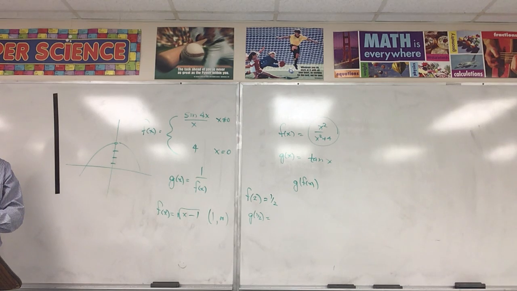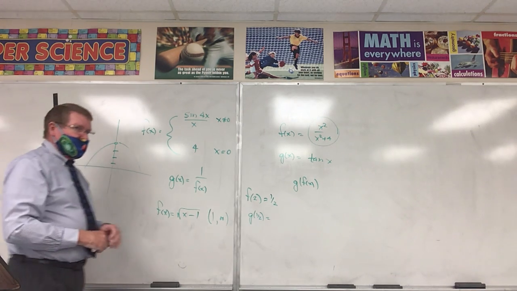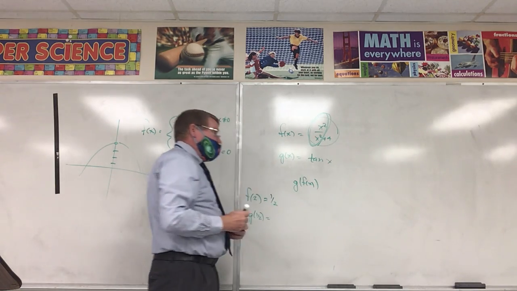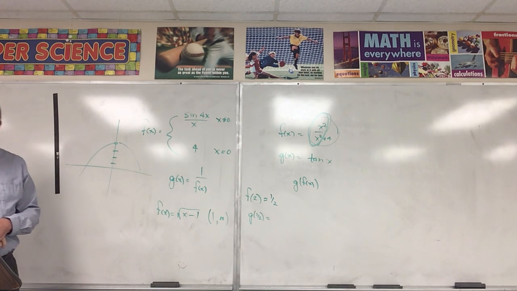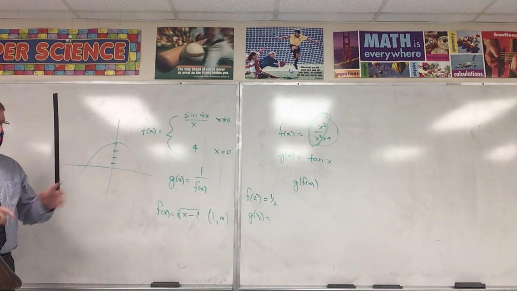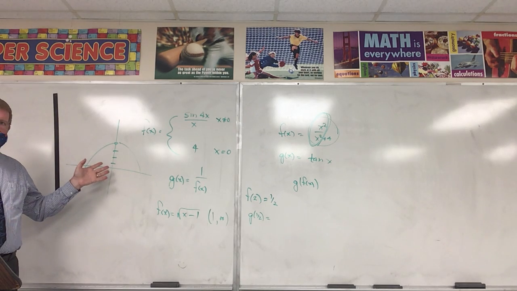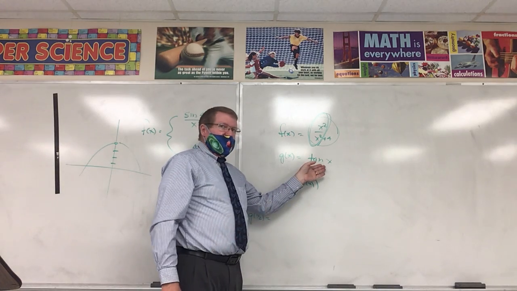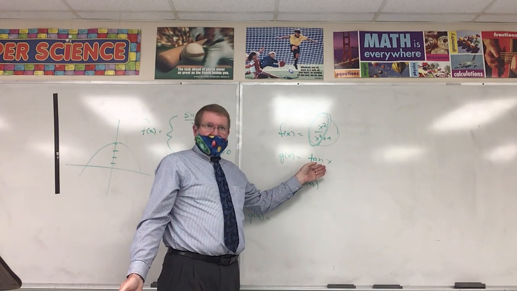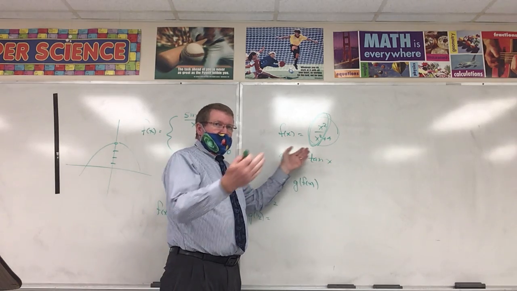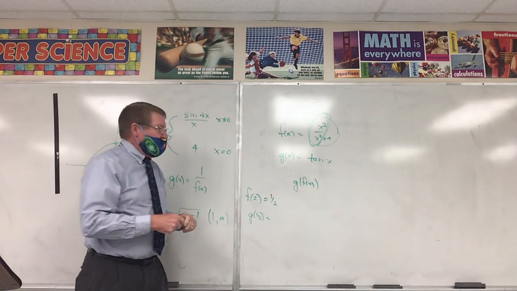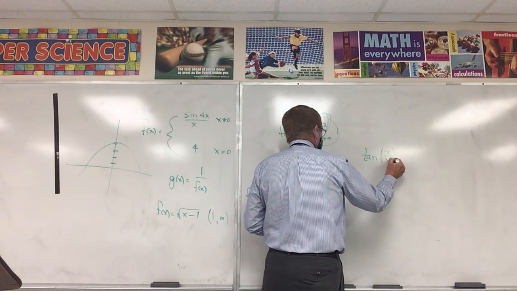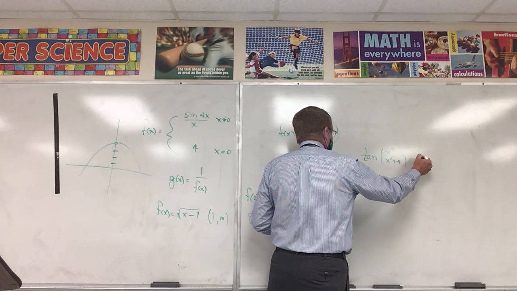Remember, how do I find my horizontal asymptotes? How do I find my limits as I go toward infinity? Leading terms, 1. So as I get bigger and bigger, I'm getting closer and closer to 1, correct? So can I take the tangent of 1? Yes. So therefore the whole function is continuous.